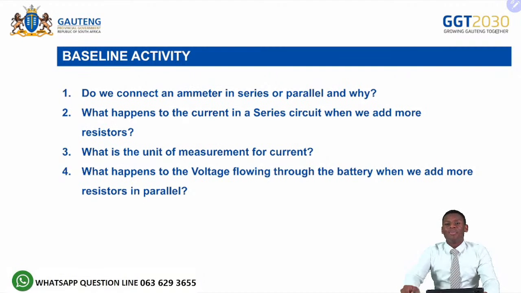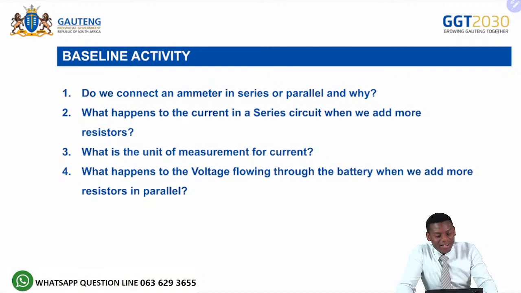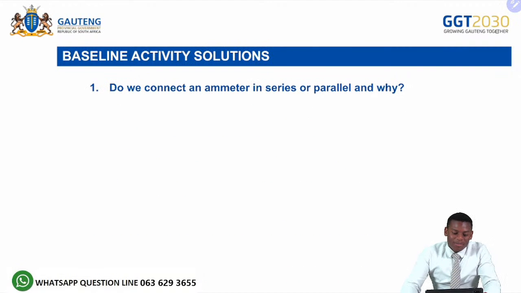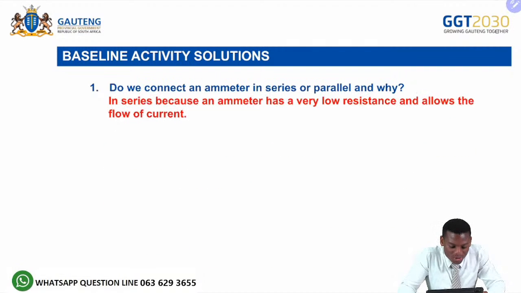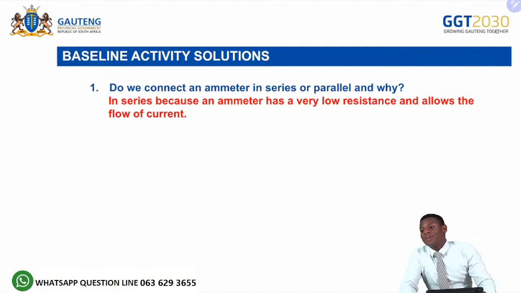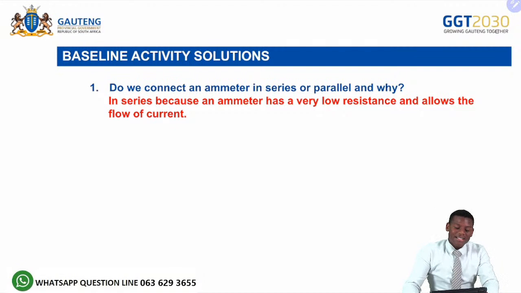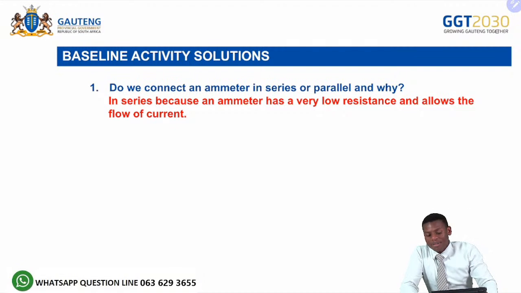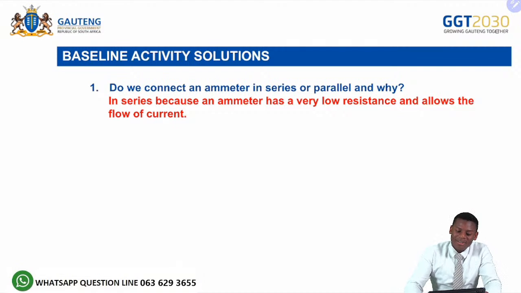Oh, we have a hand. Paul, yes. What do you say? Paul, here's your question. Limit your hands. Number 1. Do we connect an ammeter in a series or in a parallel, and why? Yes. In a series, we do connect an ammeter. Why? Because an ammeter is a very low resistance and allows the flow of current.